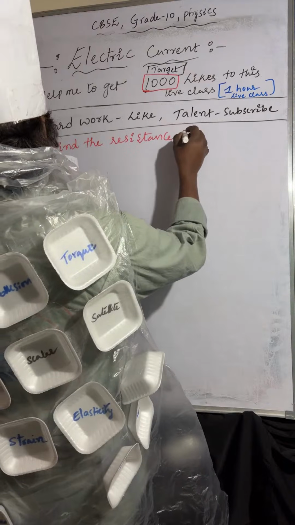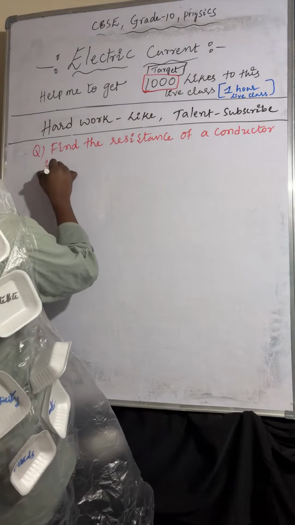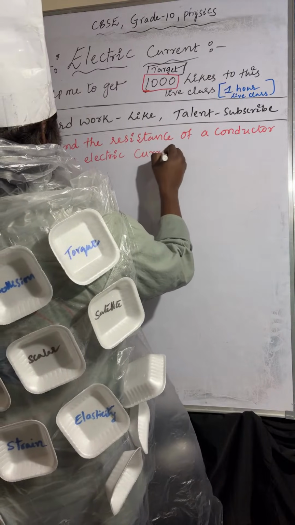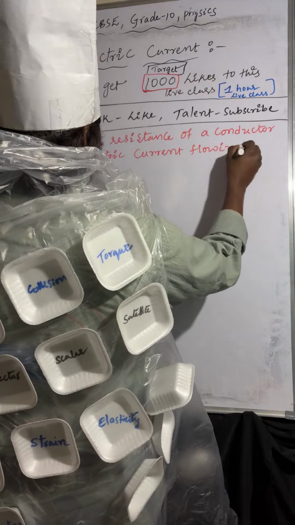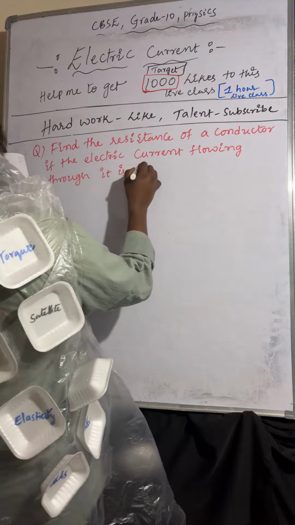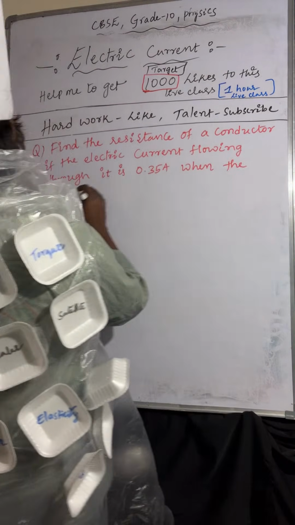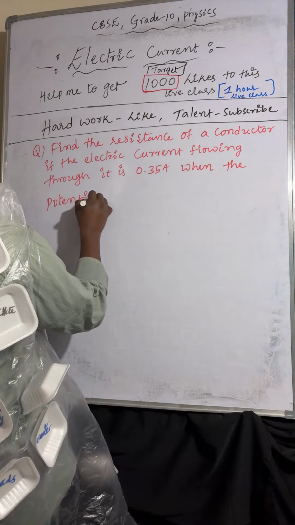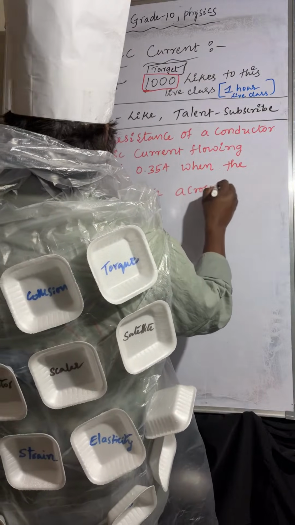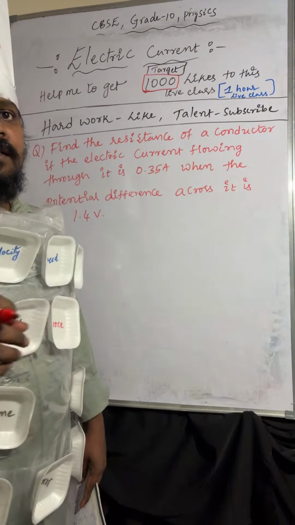So find the resistance of a conductor if the electric current flowing through it is 0.35 ampere when the potential difference across it is 1.5 volts. So answer to the question.